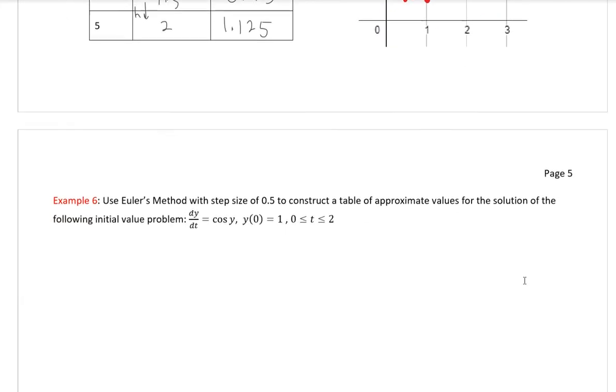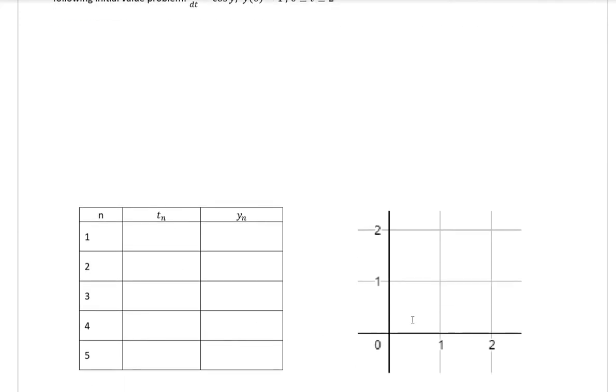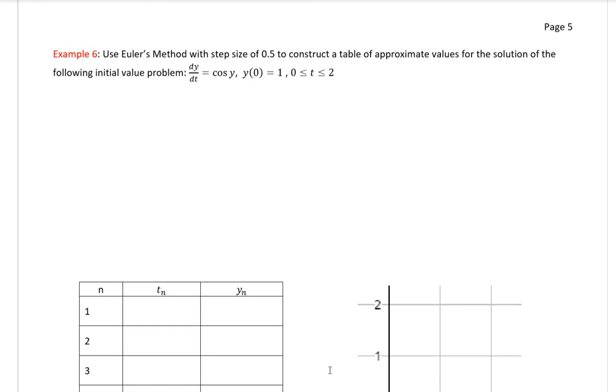All right, let's do one more example of this. Now for these, you typically won't have the table and the graph set up, so you're going to have to do this yourself, but the tables aren't too bad to set up. And I just have listing like what coordinate pair I'm finding. Okay, we're going to use Euler's method again with step size of 0.5. That's going to be a very common step size to construct a table of approximate values for the solution of the following initial value problem.